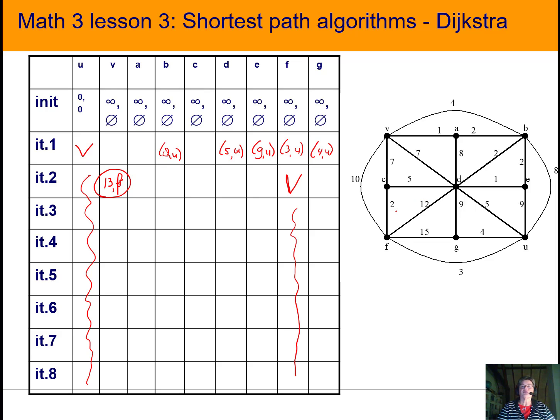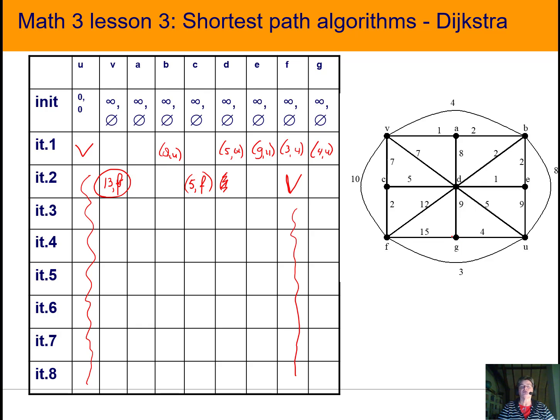From F we can also go to C with a length of 2. So that's 5. And from F we can go to D, 12. So that would be 3 plus 12 is 15. Oh, I don't need to do that, huh? Because we already have a 5 in there. So we don't replace it. Then from F we can also go to G.